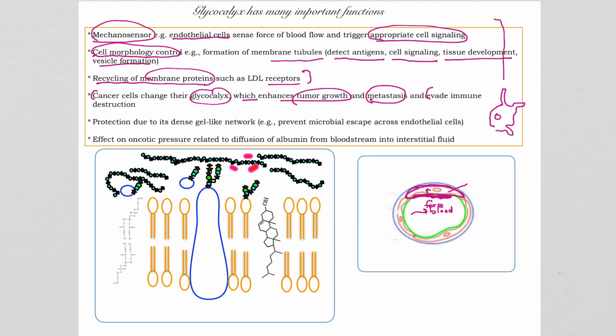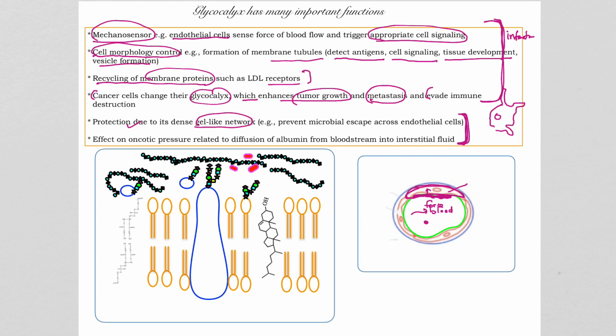So all of these properties are mostly because of the different shapes of oligosaccharides. Okay, the rich information that's present in the oligosaccharides due to the variety of shapes. The last two here, two more examples. This is more because of the property of glycocalyx. It's a very dense gel-like network, so it can protect.